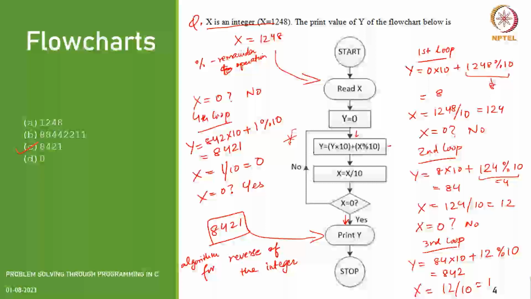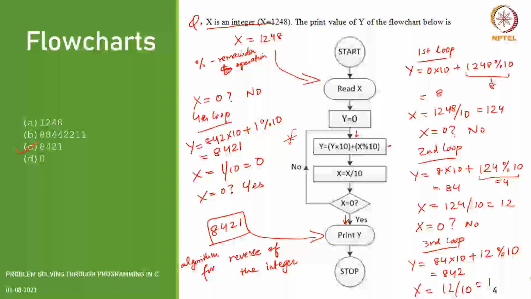So first you read x is 1248, that is the integer. Then you set y equals 0. y is another variable, we set it to 0. Now in the first loop, the first time that we execute this statement, what we do is y equals y into 10 plus x percentage 10. Percentage is the remainder operation.